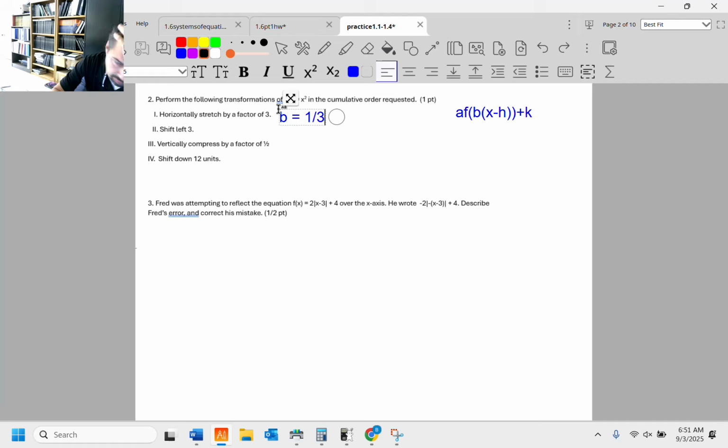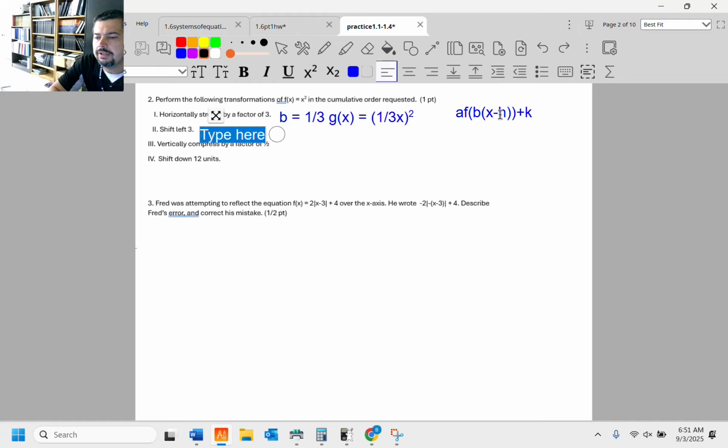Yes, b is 1/3. So right now, it looks kind of funny, but it's 1/3. Let's see, this is a square. Yeah, that works. I had a 3 in my head for some reason. We'll call the new one g of x. g of x is 1/3 of x squared.